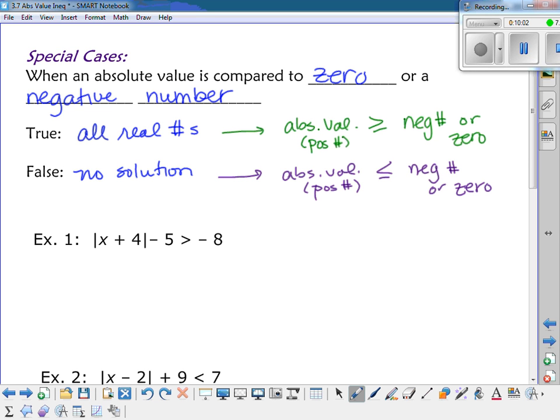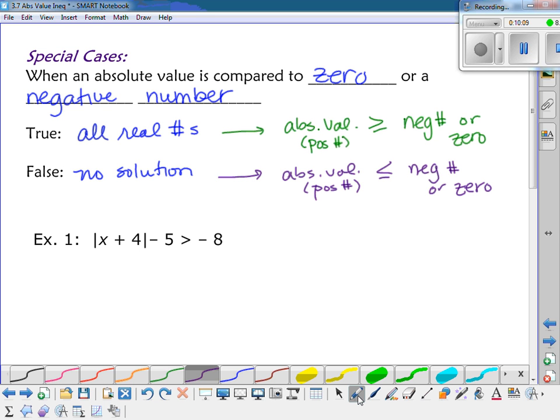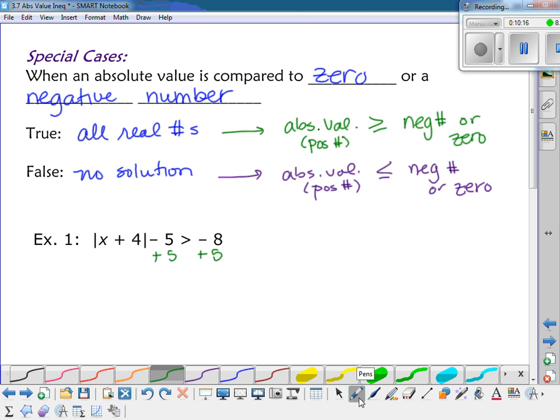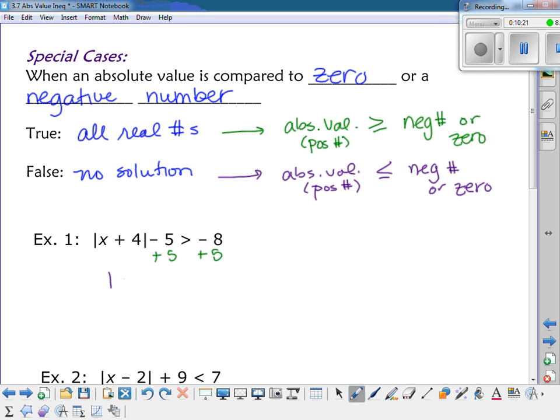On example 1, I have the absolute value of x plus 4, and then outside the absolute value bar is minus 5 is greater than negative 8. So just like before, I want to isolate my absolute value expression by adding 5 to both sides. Then I have the absolute value of x plus 4 is greater than negative 3. Now, whenever you see a negative number opposite your absolute value, that should be setting off alarm bells in your head. Oh, wait, this is a special case.